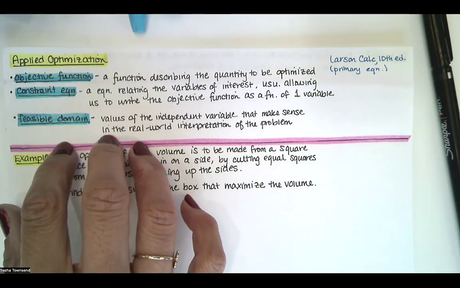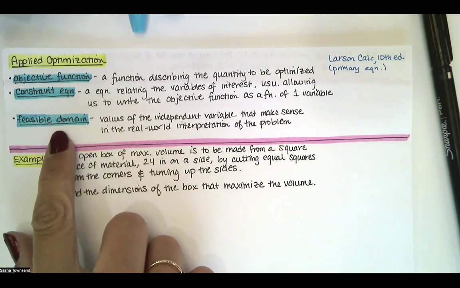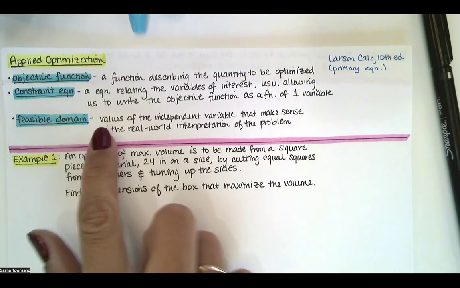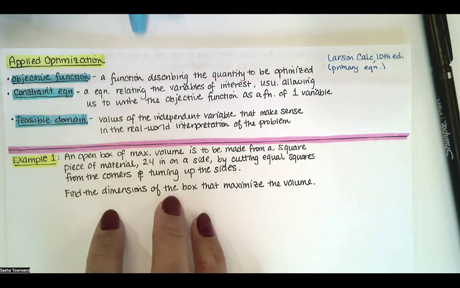And then finally, we also have to think about the feasible domain as we're solving these problems. We're going to be dealing with a lot of functions whose domains are all real numbers or all real numbers where the function is well defined. You don't want to divide by 0. You don't want to take an even root of a negative number. But many of the values of the independent variable that work for those functions are not actually feasible in the real world. Like, we can't have a length dimension that's negative. We're not going to have a negative volume or a negative area either. So you have to think about that in advance. These are values of the independent variable that actually make sense in the real world interpretation of the problem.